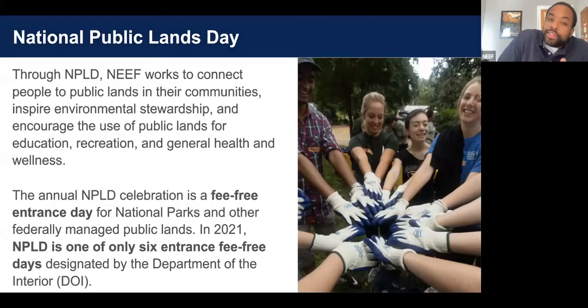So through National Public Lands Day, NEEF works to connect people to public lands in their community, inspire environmental stewardship, and encourage the use of public lands for education, recreation, and general health and wellness. The annual NPLD celebration is a fee-free entrance day for the National Park Service and other federally managed public lands. In 2021, this year, National Public Lands Day is one of only 6 entrance fee-free days designated by the Department of the Interior. As you can imagine, with there being no entrance fees on that day, there is even more incentive for folks to get out, to have a good time, and to explore potentially a new public land that they've never been to before.